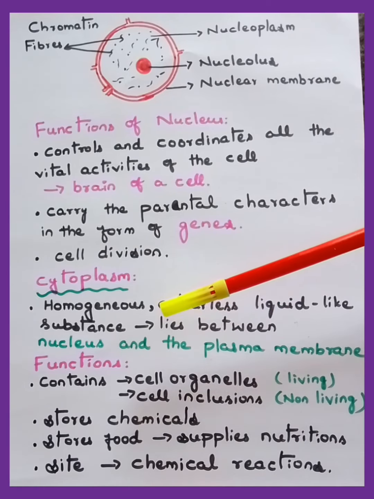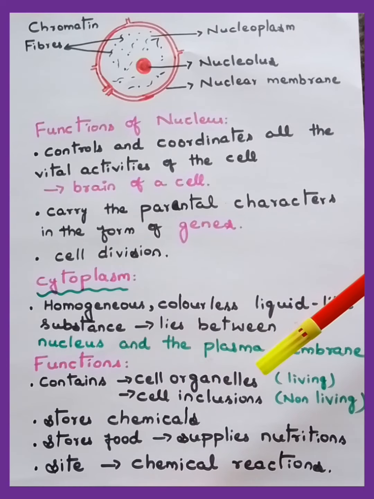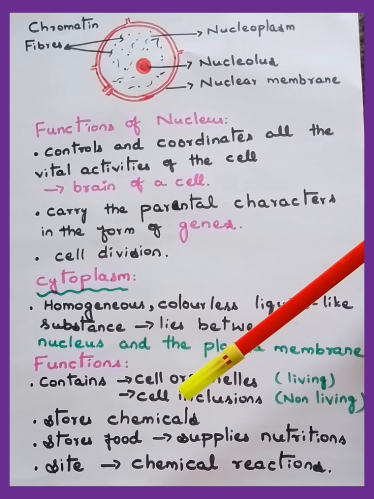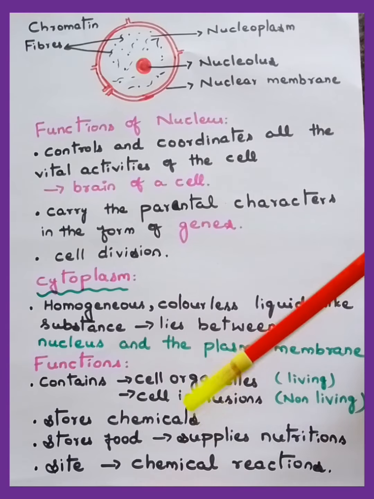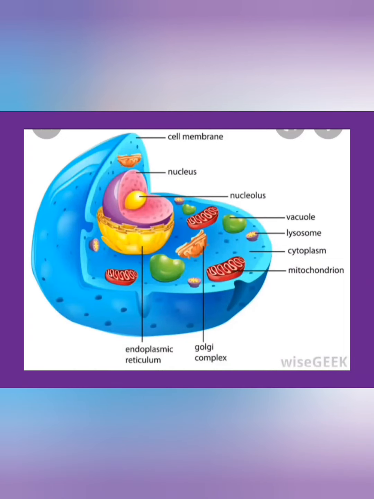Cytoplasm contains many living parts called as cell organelles. They are living parts actually, and it also contains some non-living parts called as cell inclusions. And cytoplasm stores many chemicals that are essential for life. So in this image of a cell you can observe cytoplasm. You see here all the cytoplasm which surrounds the nucleus, and cytoplasm contains many cell organelles like this. You see there are many. We'll be discussing about that later.